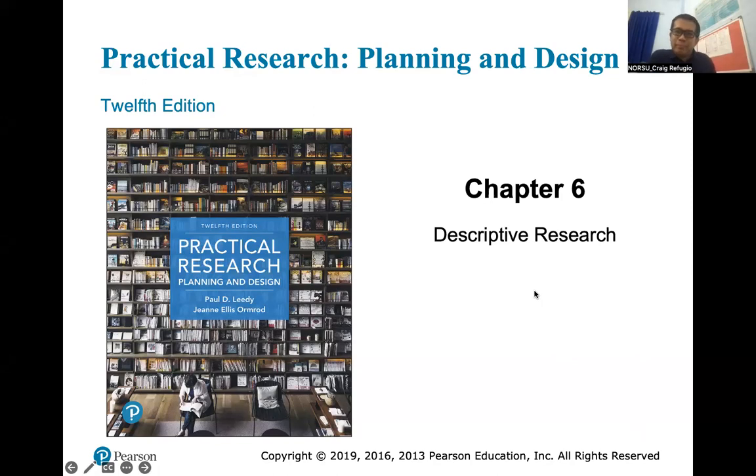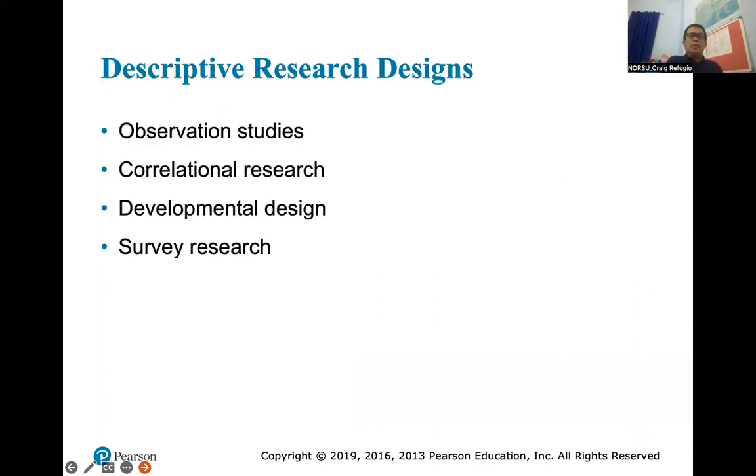Okay, so this is all about chapter six, descriptive research. Under descriptive research designs, we have four different categories: observation studies, correlational research design, developmental design, and then survey research design. So these are the components of descriptive research designs.